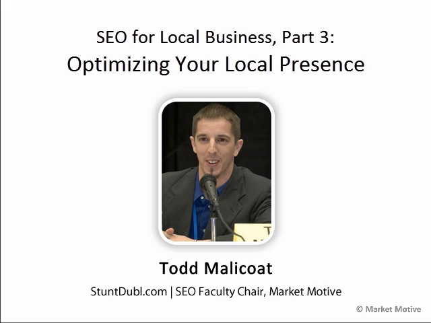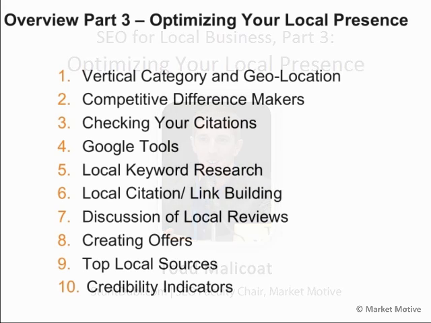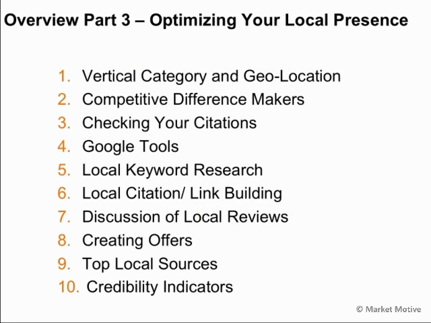We're going to talk about part 3 of SEO for local business, and this is optimizing your local presence. Optimizing those listings, thinking about all those search ranking factors that we learned about in part 2, and now we're going to look at the different vertical category and geolocation competitive indicators and the competitive difference makers in those categories that we talked about a little bit in the search ranking factors video.